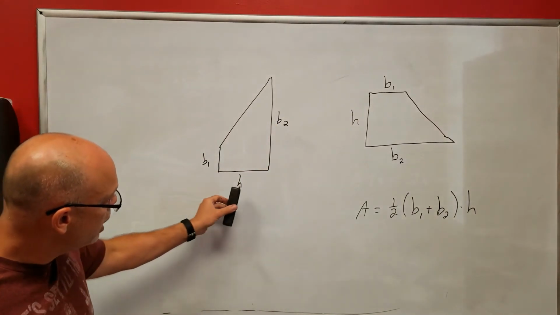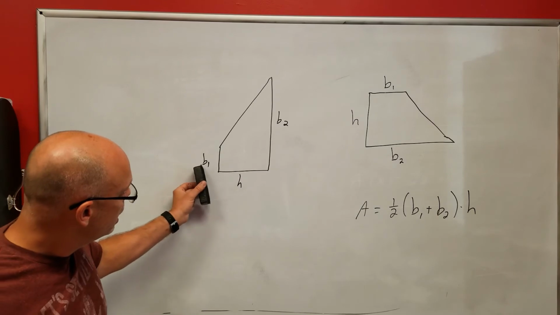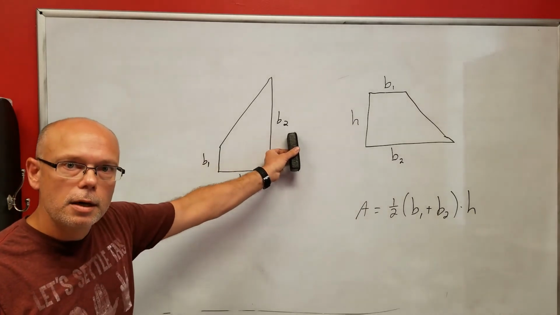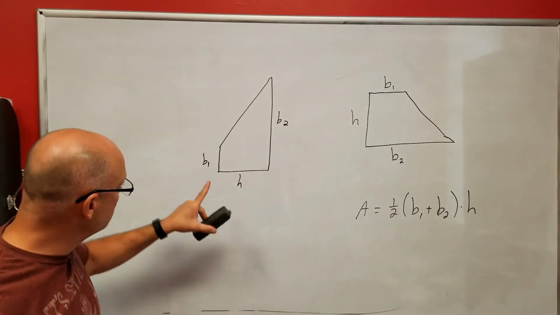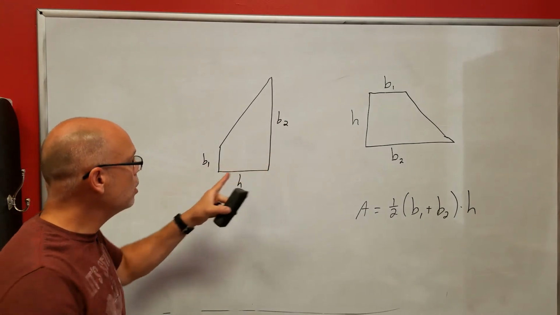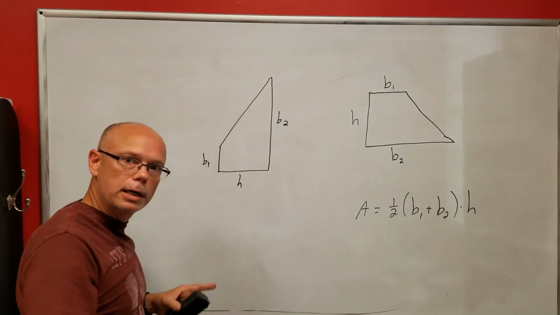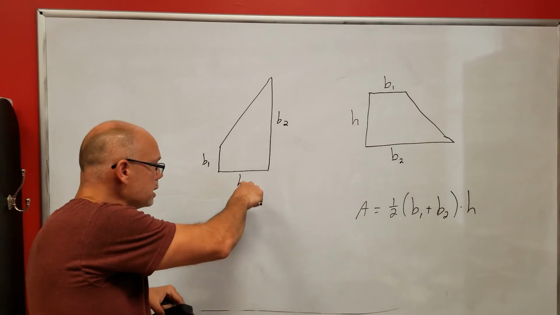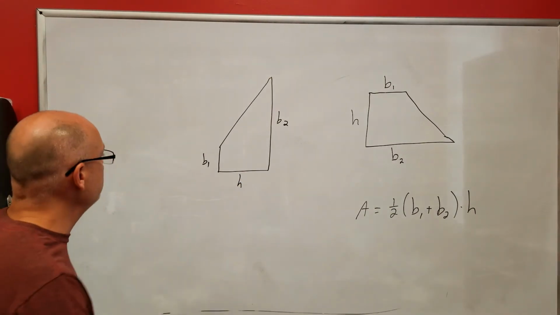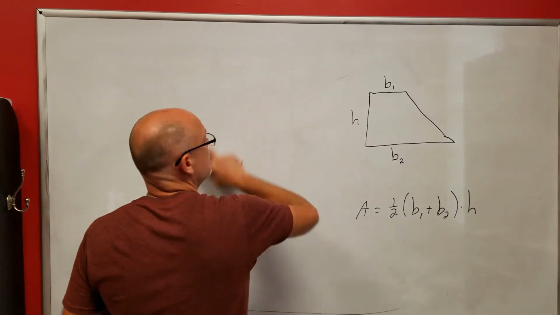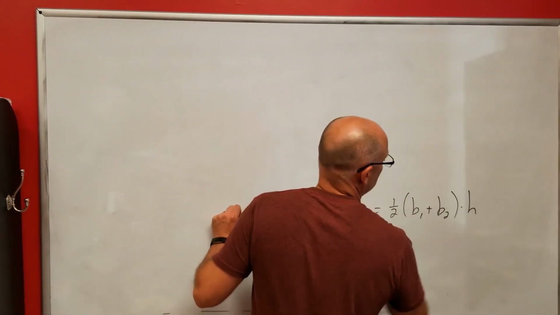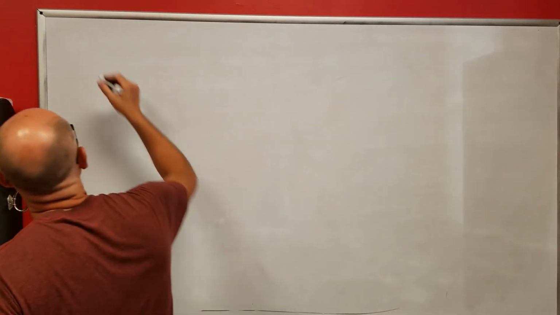It's just now you have your height at the bottom and your bases on the sides. But it still holds what we said earlier. The two bases are the two opposite sides that are parallel to each other, and your height is that straight side otherwise, okay? All right, so let's keep that in mind, and we're going to work part C.